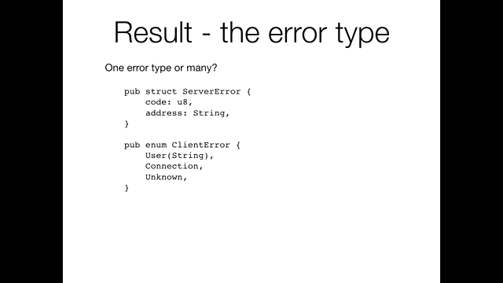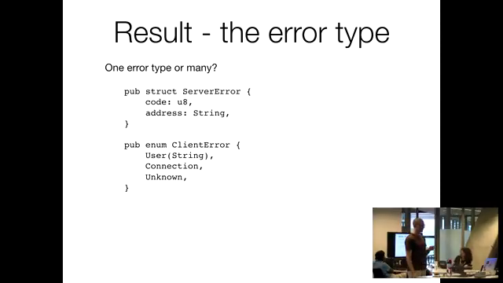Alternatively, you can use multiple different error types, so different functions would throw different kinds of errors. Here we've got a struct for a server error, and that has quite different data from all the other kinds of errors that we might have.